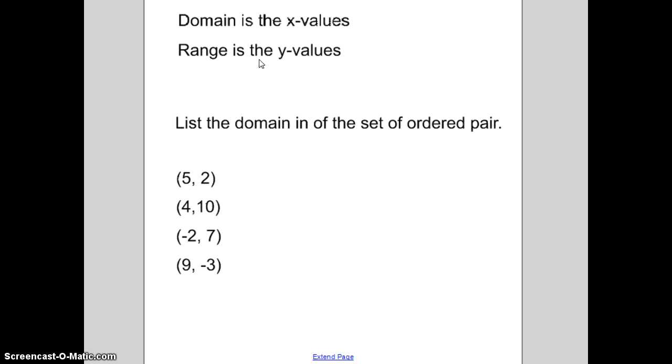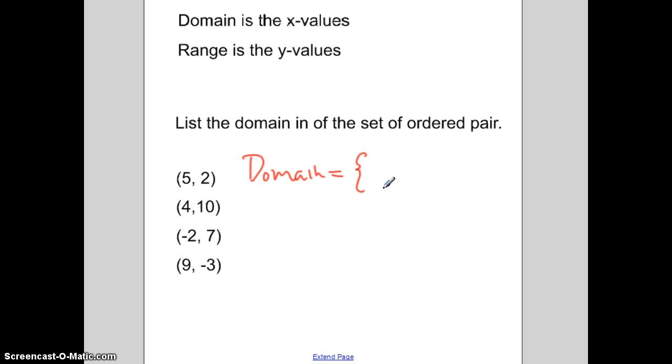Domain is the x value, range is the y value. So list the domain in the set of ordered pairs. So here is a group of ordered pairs. List the domain. The domain is all the x values. So if I ask you to list the domain, you just have to write them all down.